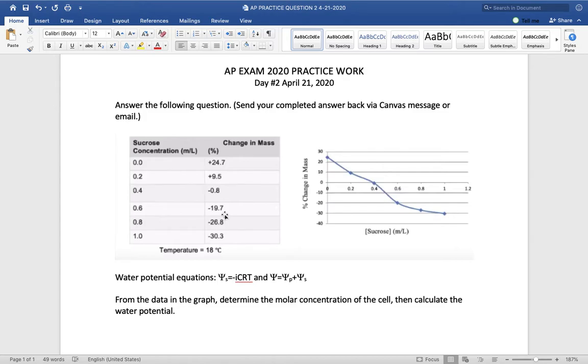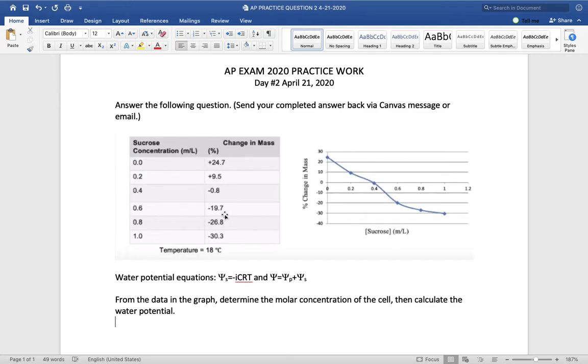So we have this situation where we have dropped a potato, or a cell, I should say, not a potato, into these different sucrose concentrations to see what the sucrose concentration of the cell is. You can see the concentrations that we drop these cells in go all the way from 0 to 1.0. And then you can see a change in mass, and that's a percentage. It starts positive, in that those cells gain water for the lower concentrations, and then they start to lose water as we increase in concentration.